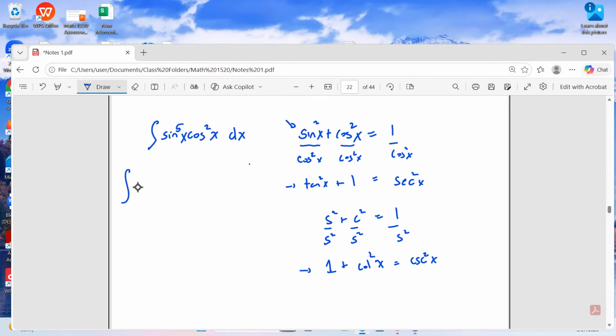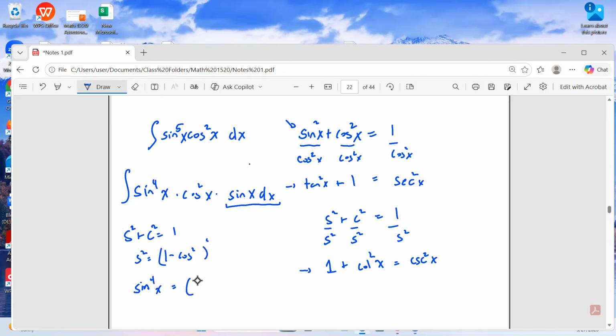So we want the integral of sine to the fourth x times cosine squared x times, here's my extra sine, dx. Okay, and now we have the little piece that I want to deal with. I'm going to say, well, we know that sine squared x plus cosine squared x is equal to 1, so sine squared must be 1 minus cosine squared. So sine to the fourth power of x, squaring both sides, is going to be 1 minus cosine squared x, squared.